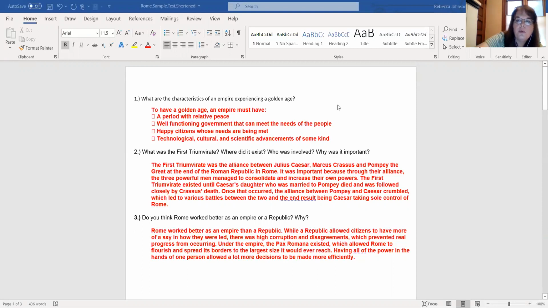And so we want to think about, to have a golden age, an empire must have a period with a relative peace. They must have a well-functioning government that can meet the needs of the people. They can have happy citizens whose needs are being met, and technological, cultural, and scientific advancements of some kind.